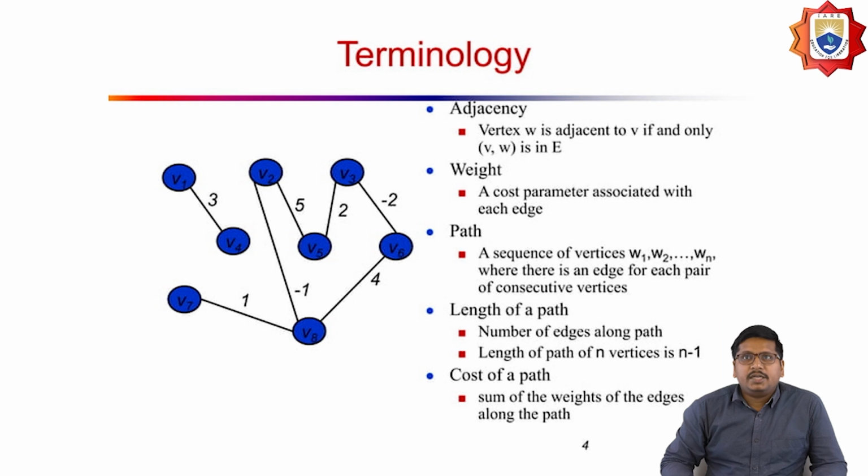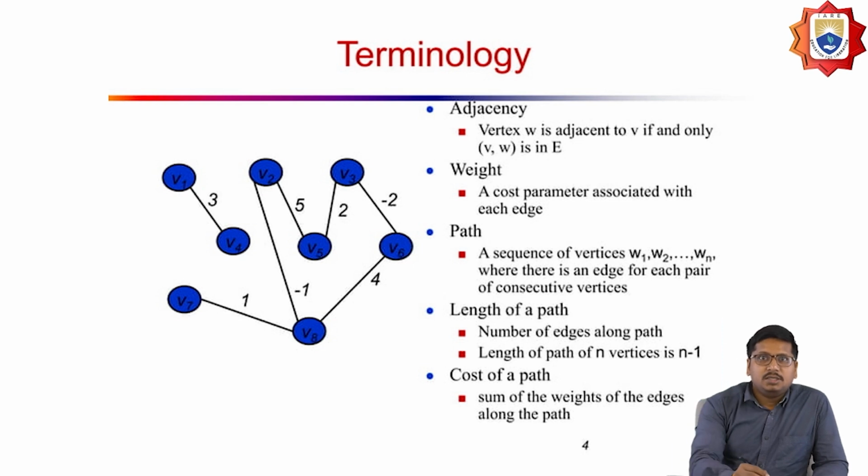And the next one is the terminology. What is adjacency here? The vertices V1 and V4 are said to be adjacent if there exists an edge between V1 and V4.